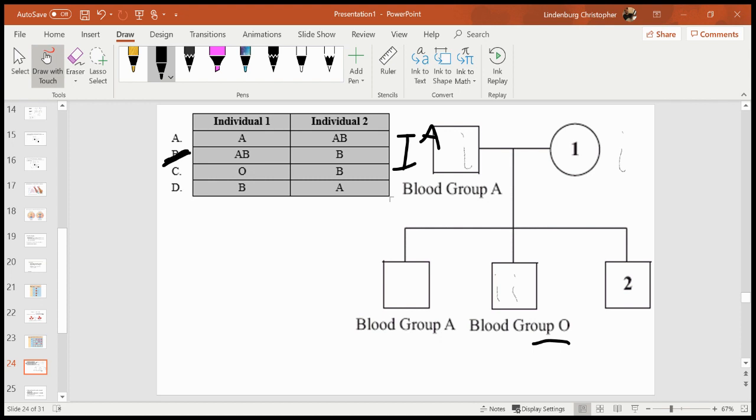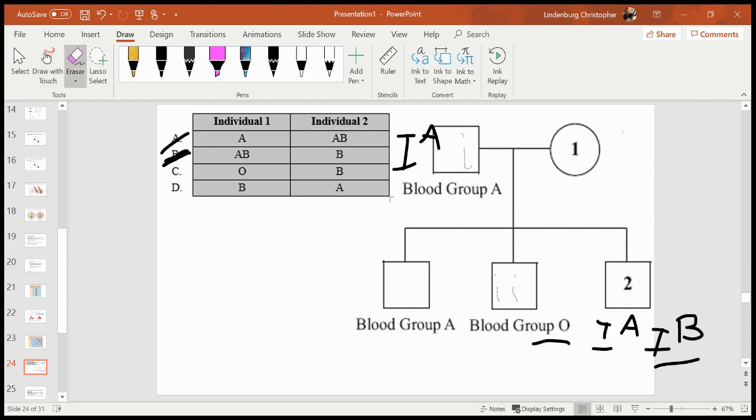Letter A says individual 1 is blood type A and individual 2 is blood type AB. If we consider AB, that would be I A, I B, and we call individual 1 blood type A, so that would be like this. Well, then where did the B come from? That's not possible, so we can cross this one out. All right, now I'm going to erase this stuff.